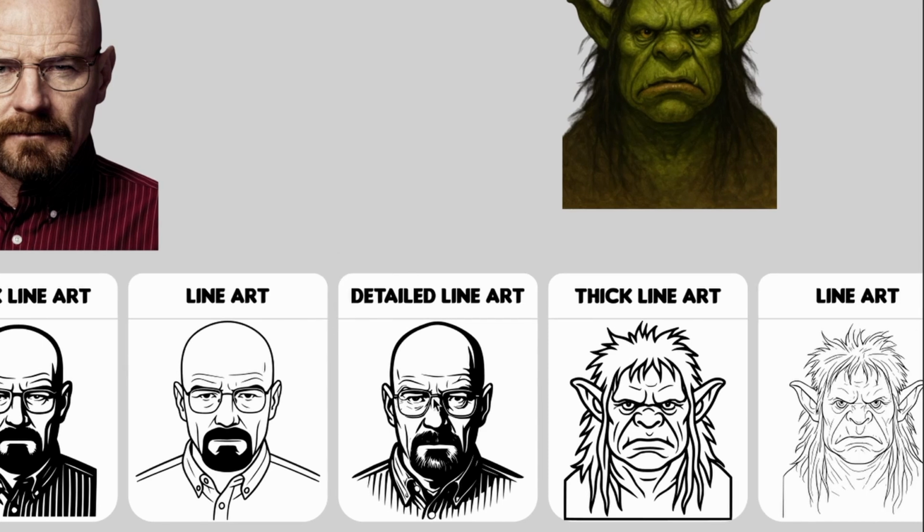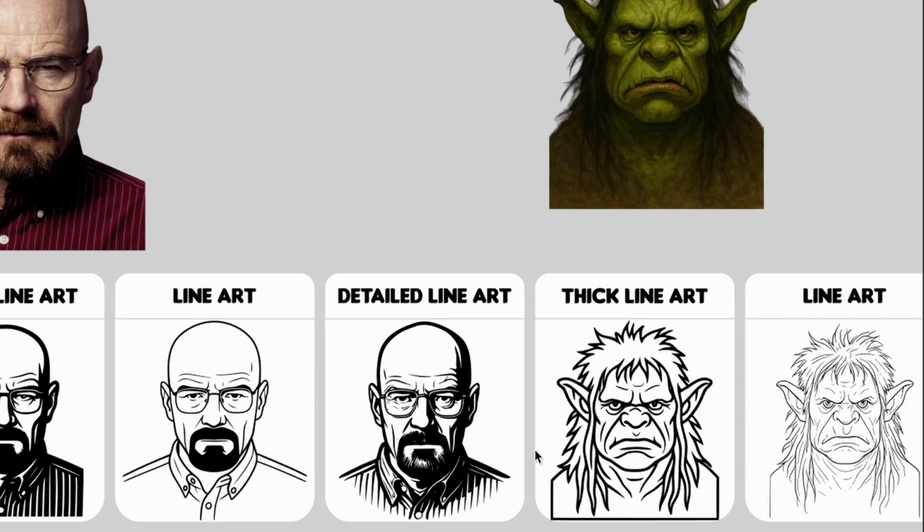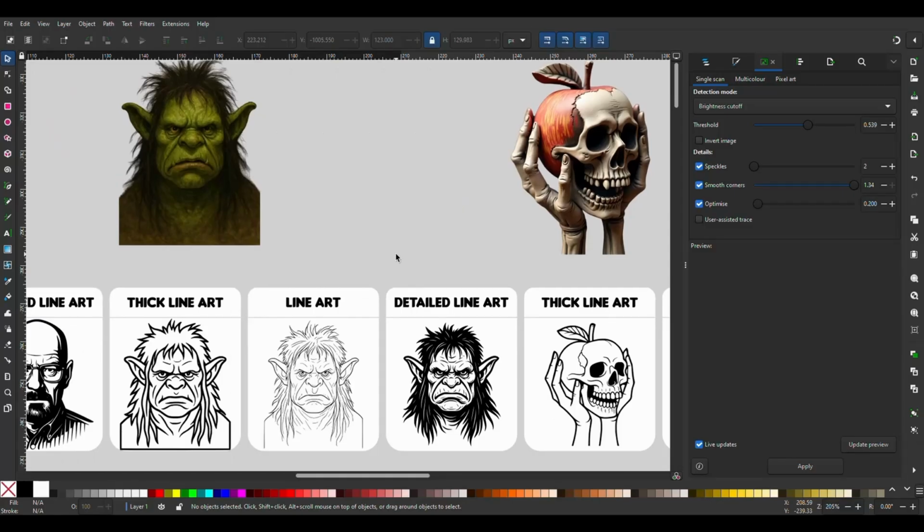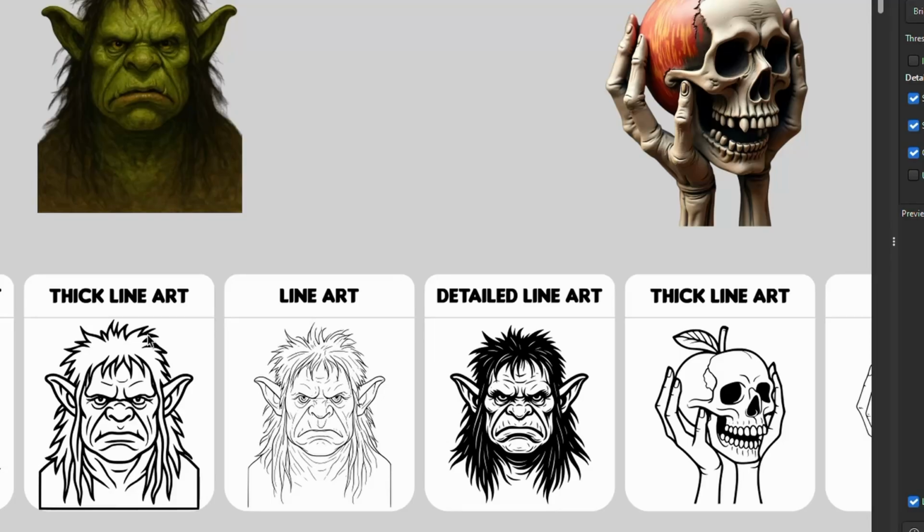And the same with the detailed line art, it's pulled a bit from both and obviously put more details in there. And then the same with this image of an ogre, I believe it is, thick line art, exactly as you'd expect. It's taken all the proportions, everything from the image.